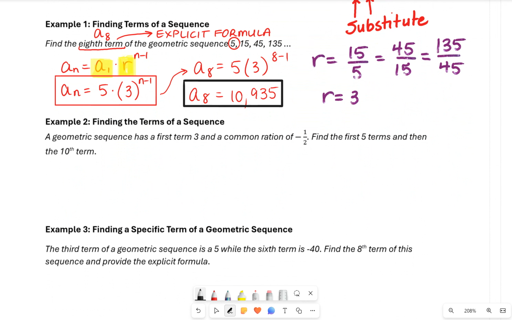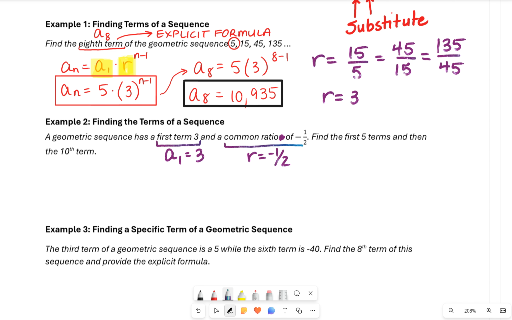Let's try example number 2. A geometric sequence has a first term of 3. Let's write the shorthand for that: a1, meaning the first term, is 3. A common ratio of -1/2, so r is -1/2. And they want us to find the first 5 terms and the 10th term.